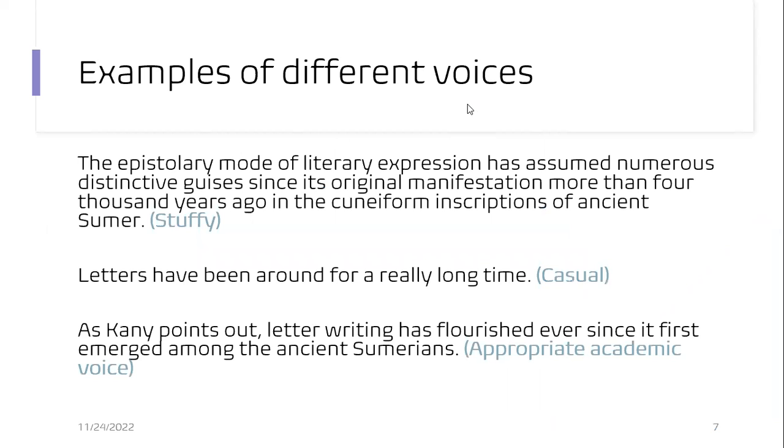So let's look at some examples of different voices. First one: the epistolary mode of literary expression has assumed numerous distinctive guises since its original manifestation more than 4,000 years ago in the cuneiform inscripts of ancient Sumer. Now this, again, is an example of stuffy writing. It's one long sentence, as you see. So, as you imagine, there are some people who do write in this style.